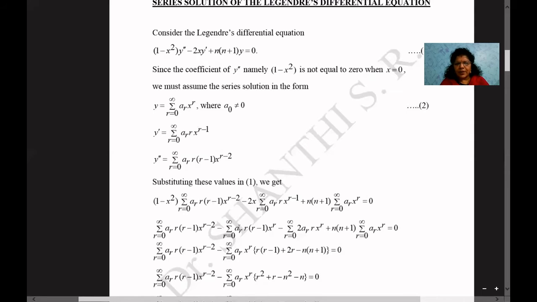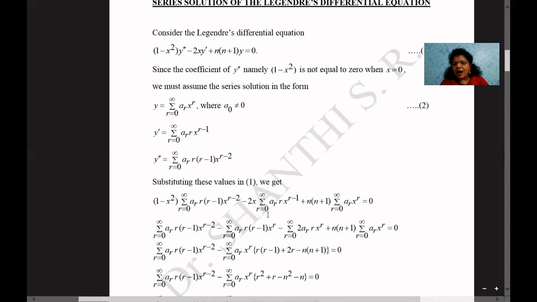Thus we have obtained 4 terms. First one, second one, third one, fourth one. Out of these 4 terms, 3 terms are of similar coefficient: see that x power r, x power r, x power r. Here it is x power r minus 2, so the x power r minus 2 term I am keeping aside. I am not doing anything, I am going to keep that the same.